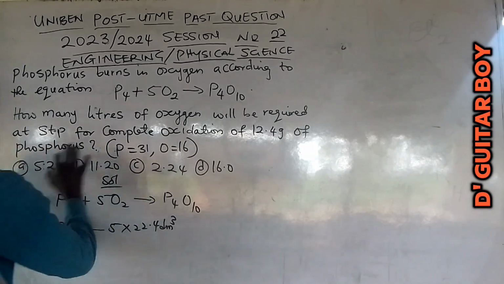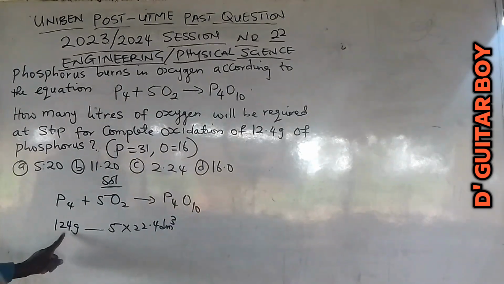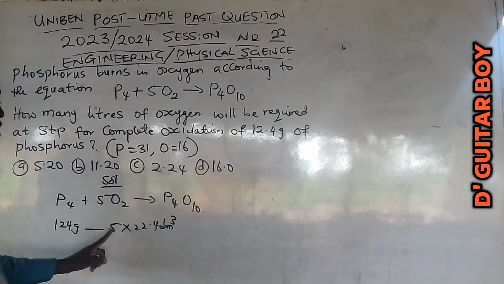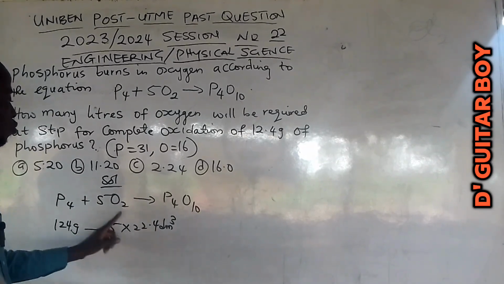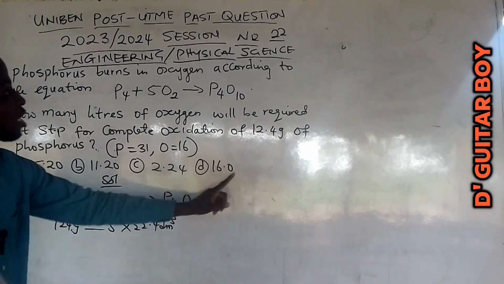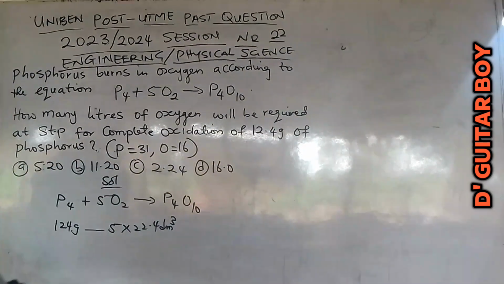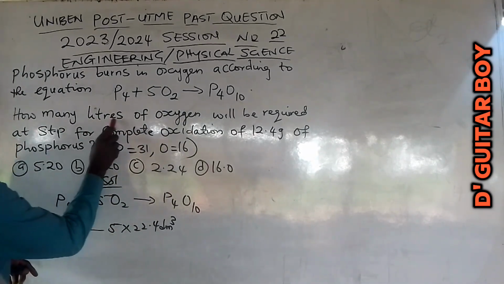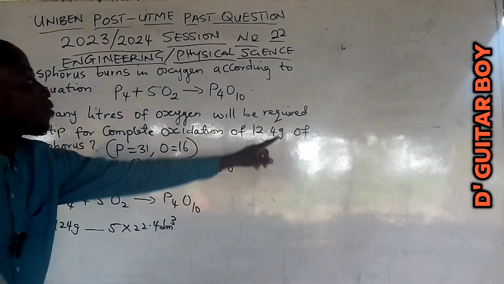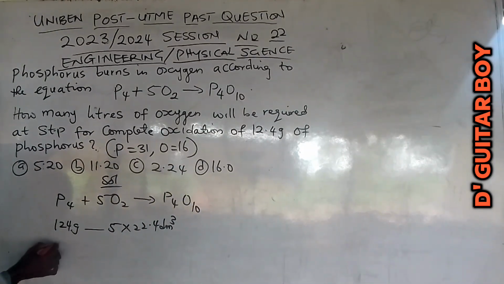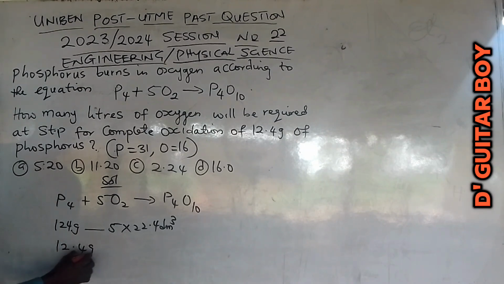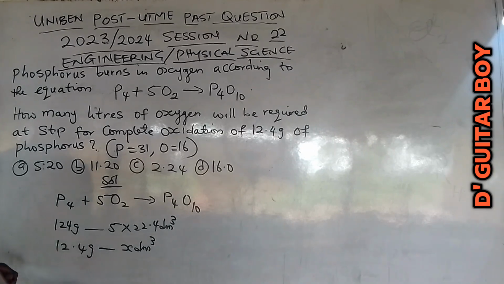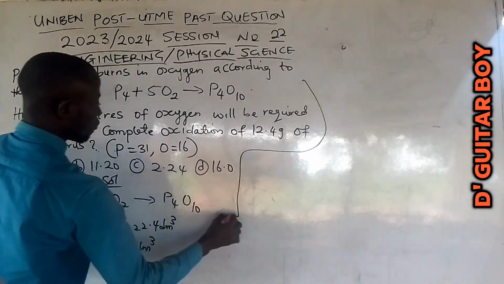So now they are not asking us from the equation. The equation is telling us that for each 124 grams of phosphorus, it requires 5 times 22.4 dm cube in volume of oxygen. Now they are asking us how many liters of oxygen 12.4 grams will give us. You now come here and say 12.4 grams will give us X dm cube, because I don't know yet. I need to solve it to know.